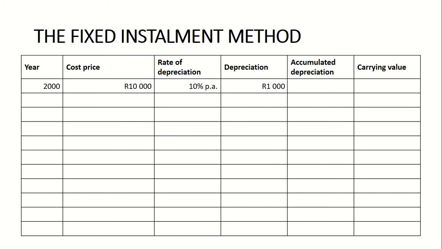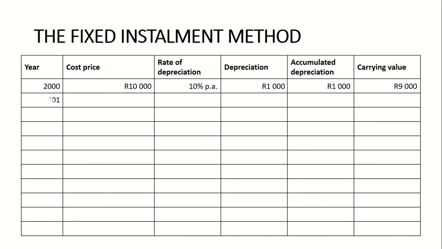Accumulated depreciation is the sum of all depreciations. So basically in the first year of usage, accumulated depreciation will be the same as the depreciation for that year, and that amount will simply be 1,000 rand. Carrying value, on the other hand, is simply the cost price of the asset minus accumulated depreciation. The cost price of this asset is 10,000 rand. Accumulated depreciation in that first year of usage will be 1,000 rand. 10,000 rand minus 1,000 rand will be 9,000 rand.